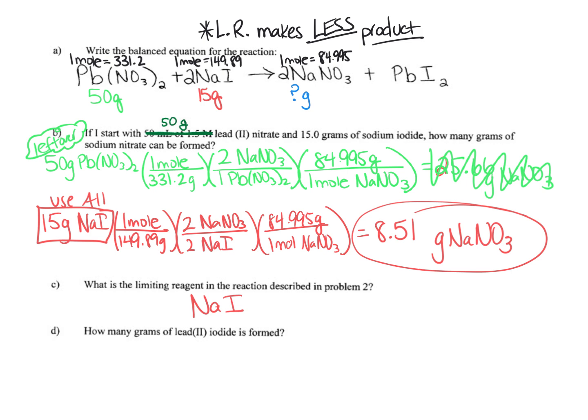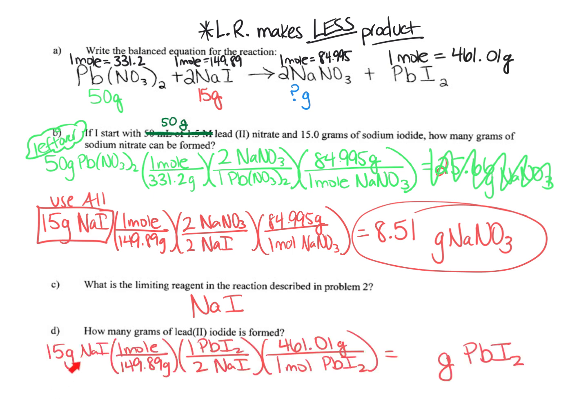On the next problem, we need to figure out how many grams of the other product, lead iodide, is formed. So we can either use our 15 grams of sodium iodide, or we can use our product of 8.51 grams. No matter what, we're going to go from this product over to lead iodide, or we're going to go from this guy over to lead iodide. So it's going to be a 3-step problem. You can do the process either way. Go ahead, pause it, and see if you can find out how many grams of lead iodide are formed.